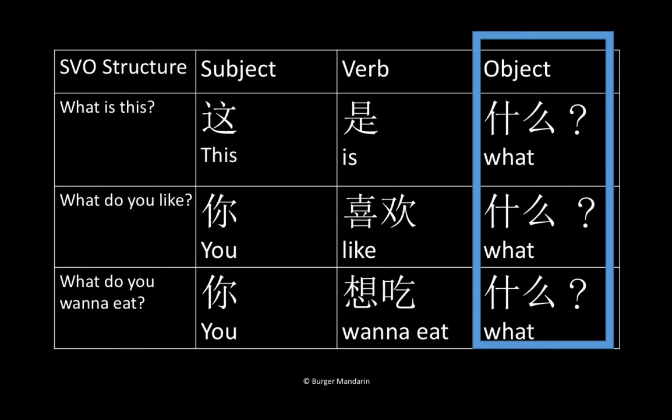So from this example, you can see grammar in Chinese is actually pretty simple. SVO structure is the core of Chinese. If you can follow the SVO rule, it'll make things a lot easier. Next up, we're going to talk about the Mandarin for why.